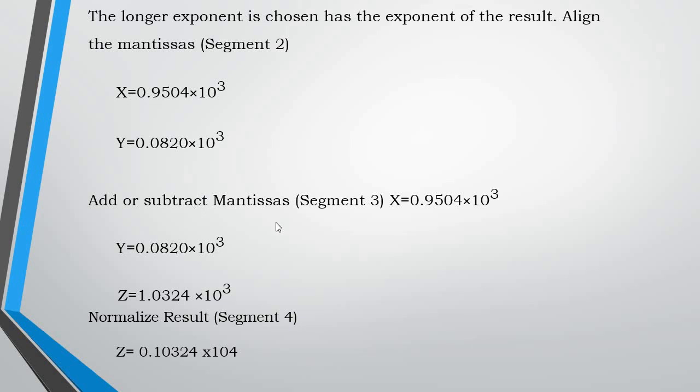Then add or subtract the mantissas in segment 3. Now we add the x value and the y value. We get the final sum z value, that is 1.0324 into 10 to the power of 3. Now we have to normalize the result. In segment 4, z is equal to 0.10324 into 10 to the power of 4. Okay, now we are getting the normalized result.